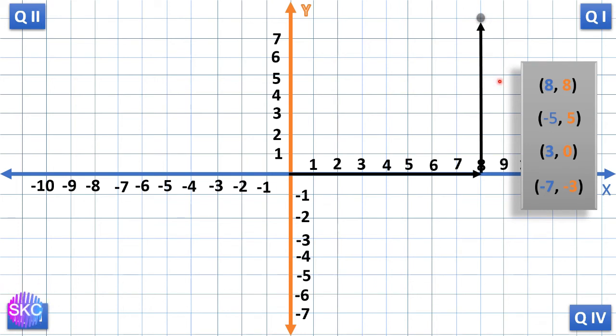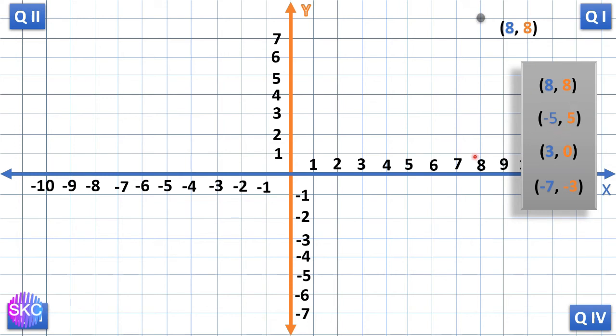Okay, so tanggalin ko na yung guide. And then, ilalagay ko na yung ordered pair na 8, 8 to indicate that this point is 8, 8. Next, negative 5, 5.